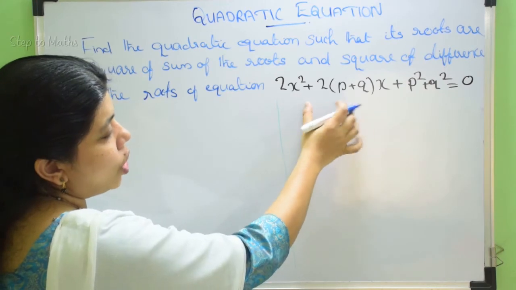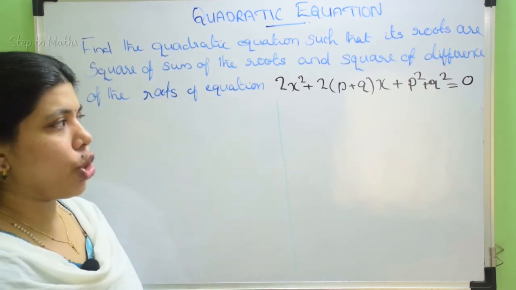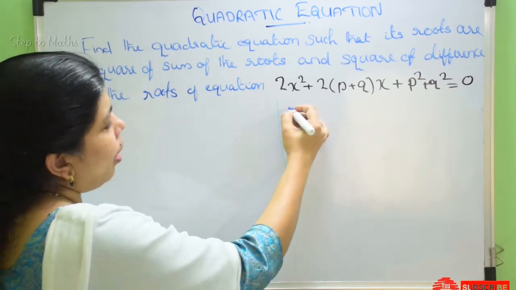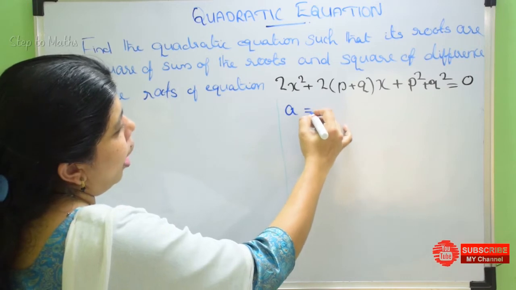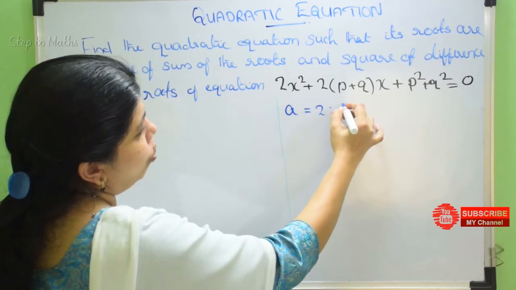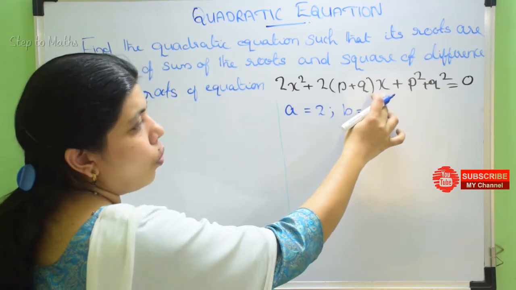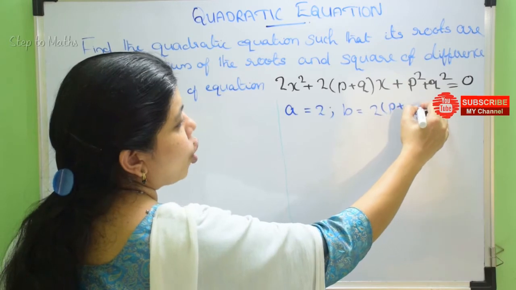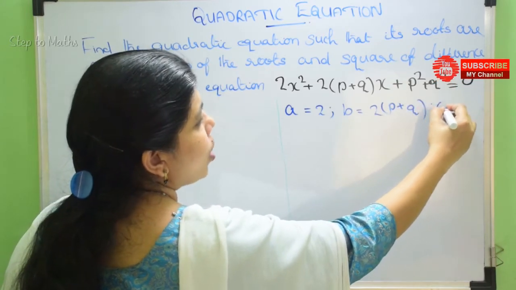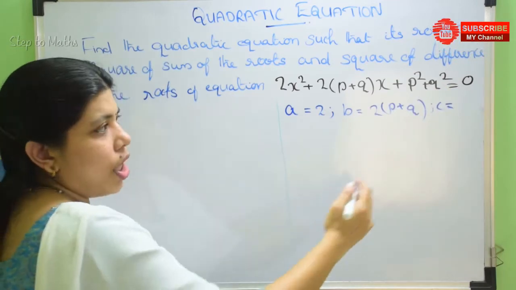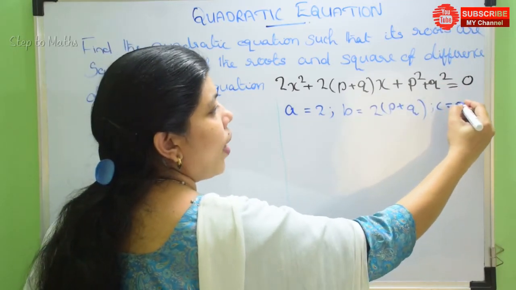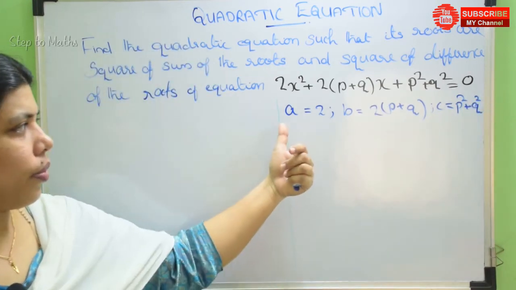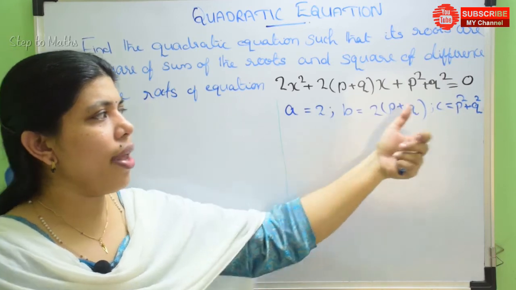The given quadratic equation is 2x square plus 2(p plus q)x plus p square plus q square is equal to 0. Write down its coefficients. a equal to 2, b equal to the coefficient of x, that is 2(p plus q), and c is equal to the constant term, that is p square plus q square. Coefficients a, b and c.